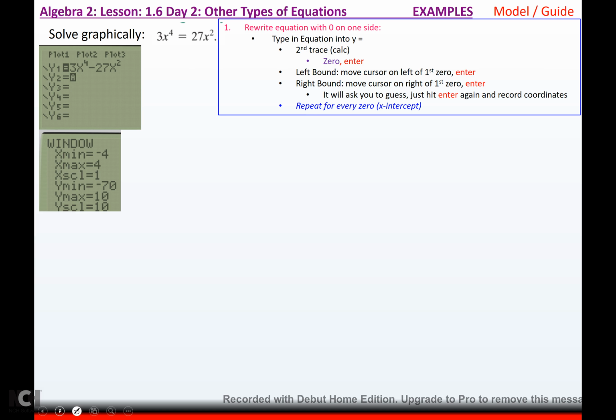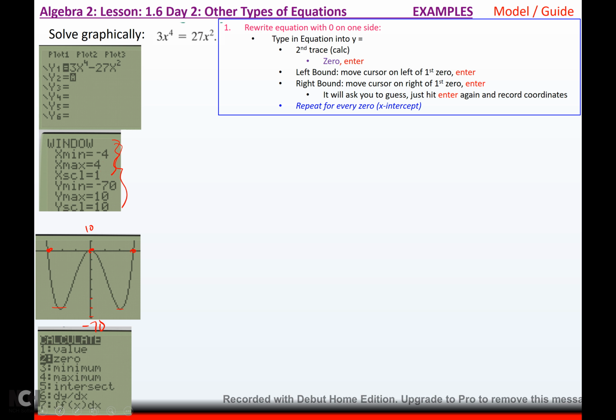and I hit graph, or I set my window. I hit standard window and I didn't like it, so it was too squishy. So you can see the window that I chose, that's because I wanted to see the tops and the bottoms and the intersection points clearly. But the window I used to get this picture was -4 to 4, counting by ones. On the y's, I went -70 to 10, and I counted by tens. Okay, and you can see that I have an intersection point here, here, and here.